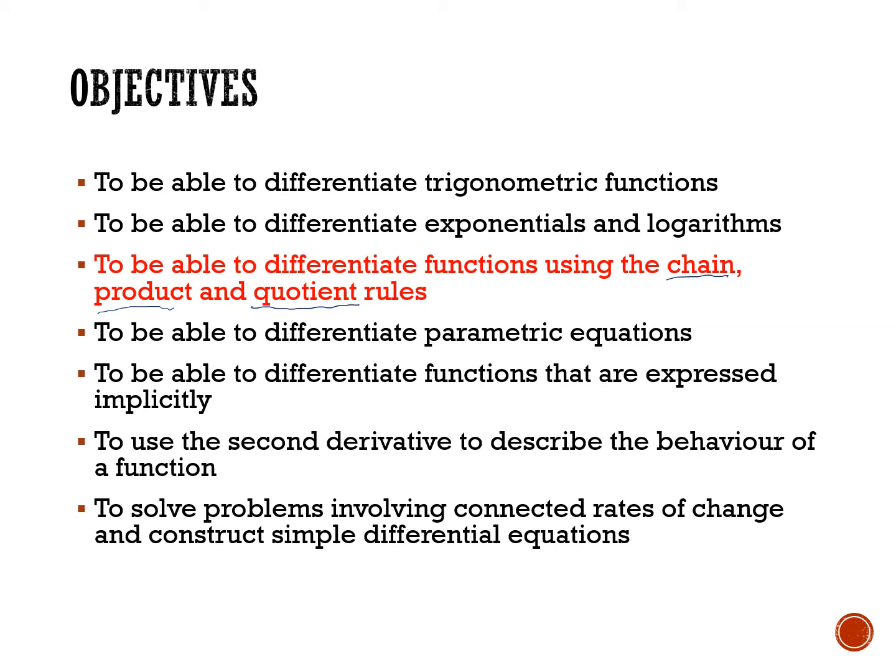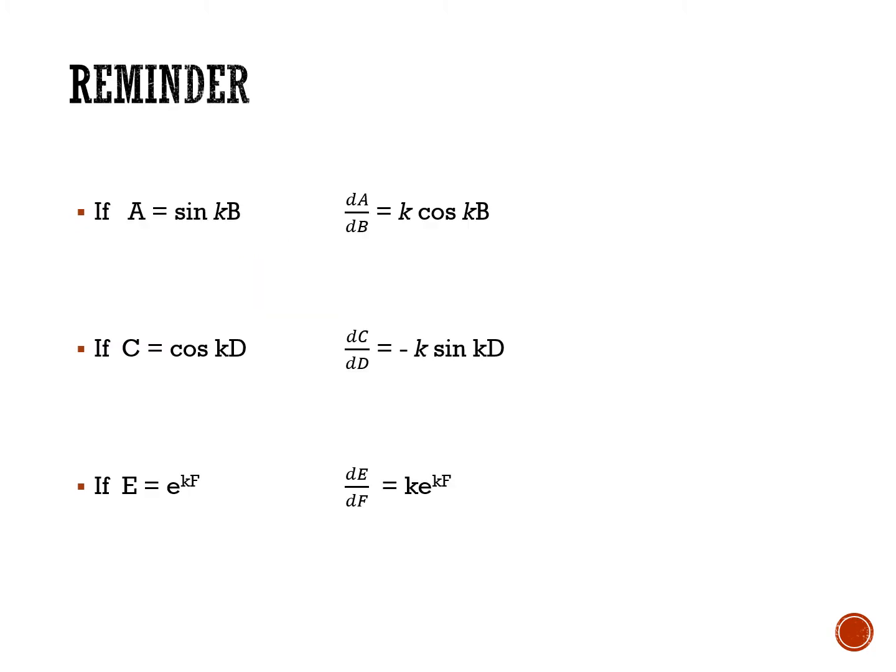Let's have a quick recap of things that we've done so far. Things you should know: if I've got a function A equals sine kB, I've purposely put some different letters in here just to make sure you understand. My A is equivalent to my y, and my B is equivalent to my x. So when I differentiate, it's dA/dB, because A is a function of B, so that's the variable, and k is a constant.